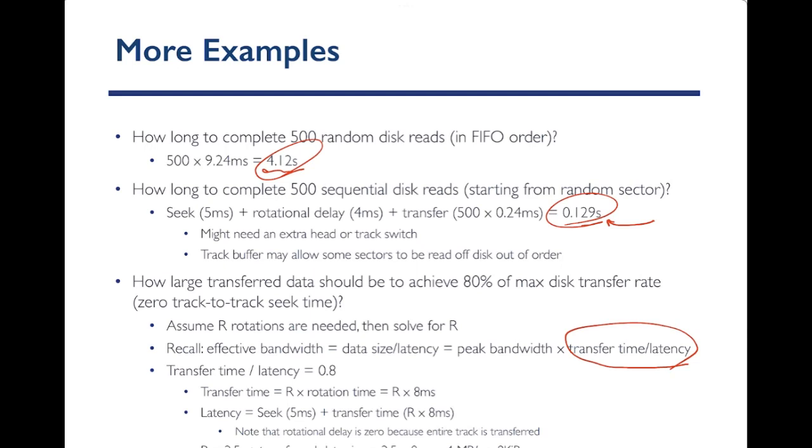I got a question here. Why is it R rotations instead of R tracks? Right, so they're the same, right? R rotations means R tracks, because on each rotation we're reading one track.